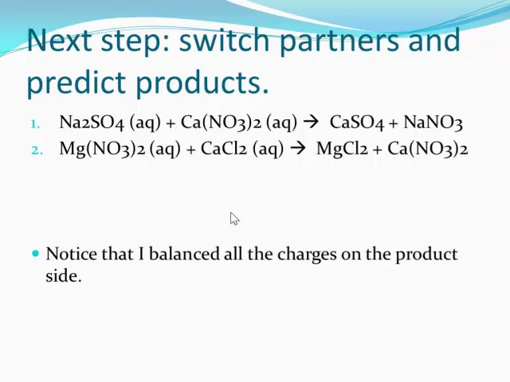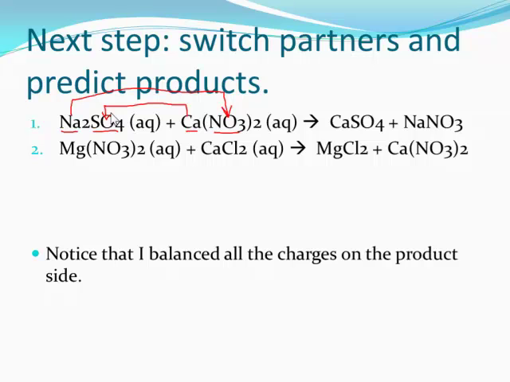The next step, step 2. Let's switch partners and try to predict our products. So in the first example, you have sodium sulfate, calcium nitrate. So sodium doesn't want to be with sulfate anymore. We're going to hook up sodium to the other anion, the nitrate. Right? And we've got polyatomic stuff, so it's kind of hard to visualize. So one of our products is going to be sodium nitrate. The other product is going to be from this guy coming over to sulfate.